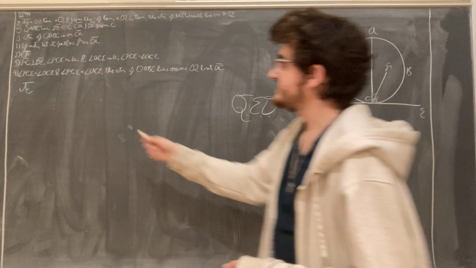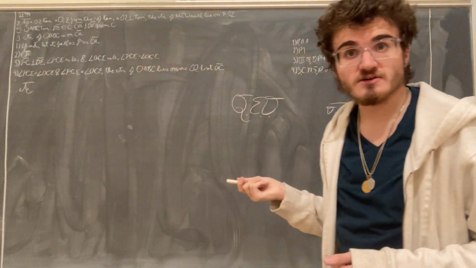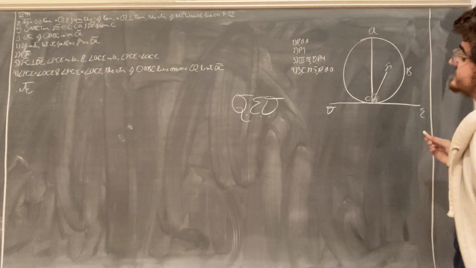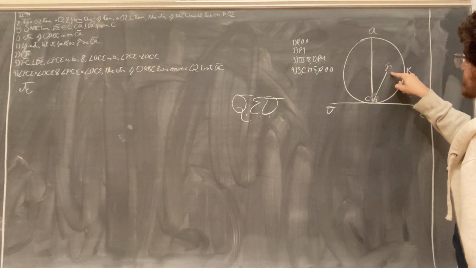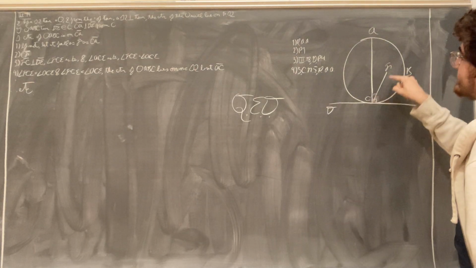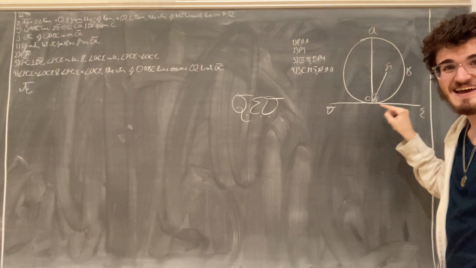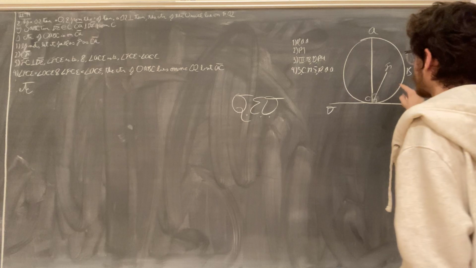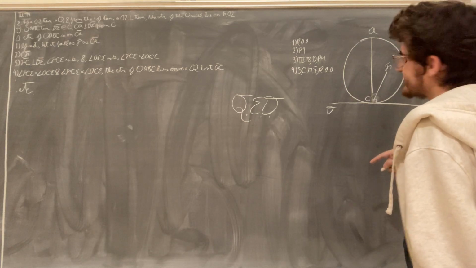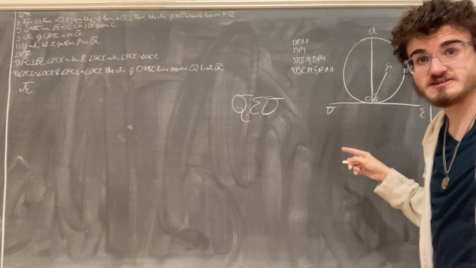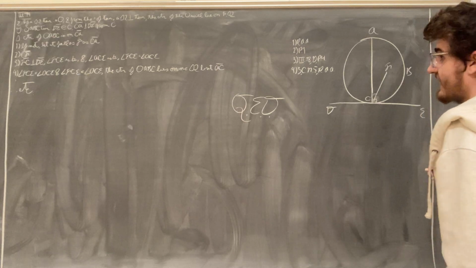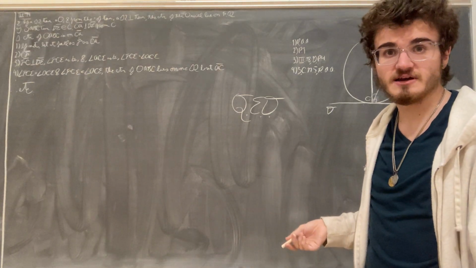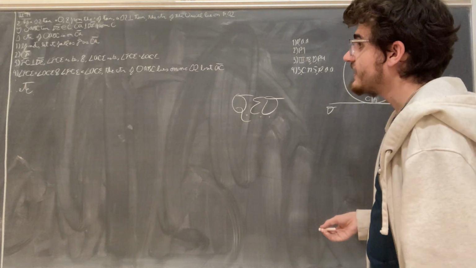Now we know that FC must be perpendicular to DE because it passes through the center. We're saying that the point F is the center. And if a straight line through the center touches a straight line tangent to a circle at the point of contact, this straight line, this radius, will be perpendicular to the tangent straight line. This is proposition 3.18, the one before this one.